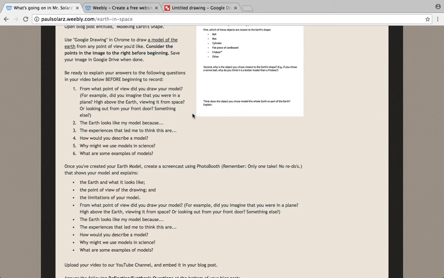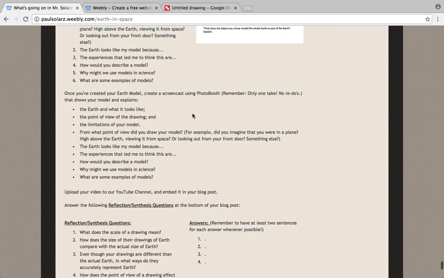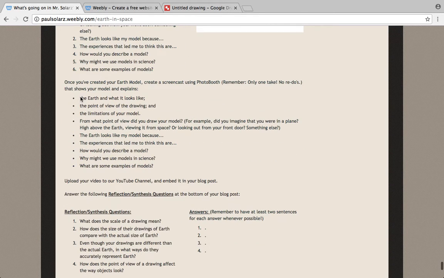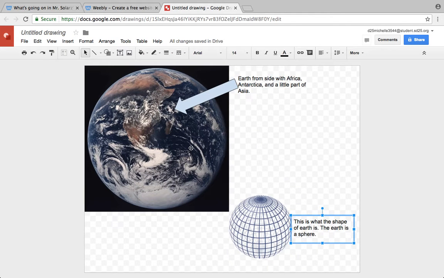Okay. So one of the questions was, all the questions are worth right here. Here, I'm going to highlight them. The Earth and what it looks like. So what that means is, what does your Earth look like, the model? My model looks like the Earth because it shows us some of the continents and how Earth looks.